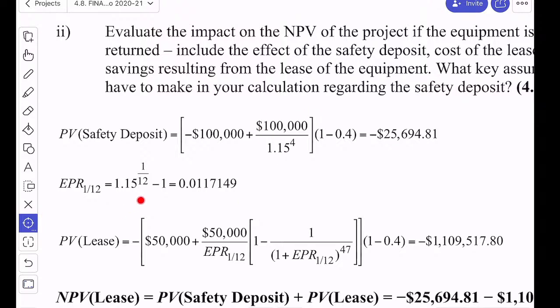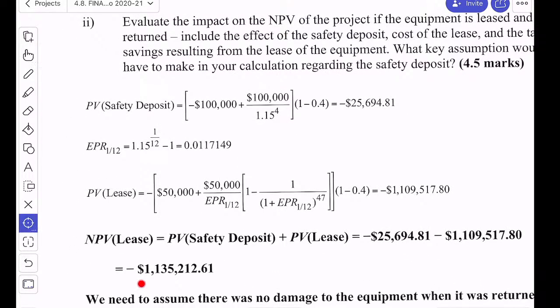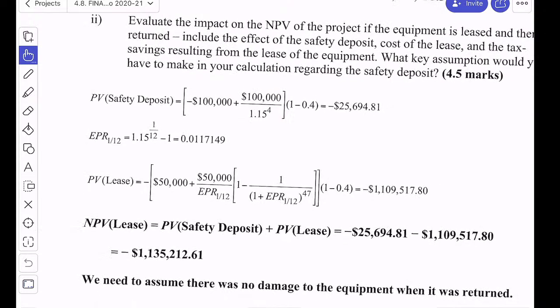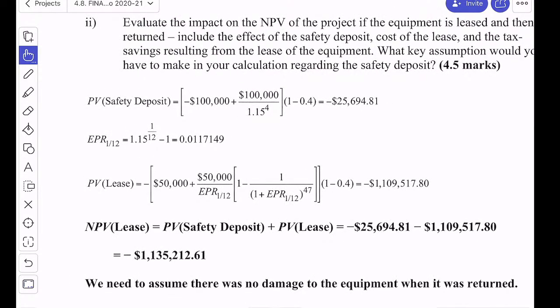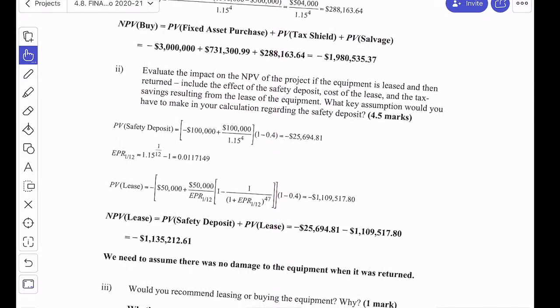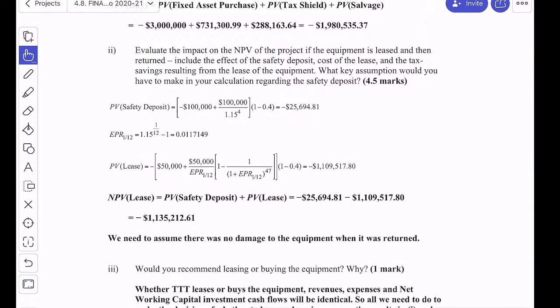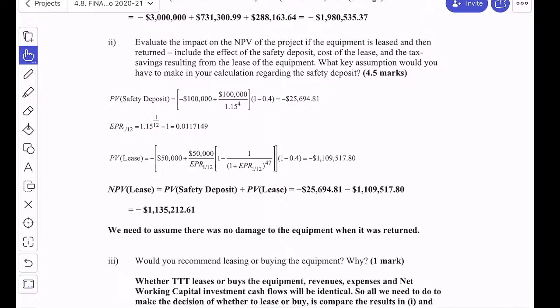Then for the lease, it's a monthly lease, so I need the monthly rate. I set it up as an annuity, keeping in mind that that's also tax deductible, so it's not as bad as it looks. And when you put all of that together, you find that, assuming there's no damage to the equipment, so you get the money back from the deposit, the lease option costs you $1,135,000. So in the end, the lease option is better because it just costs less.